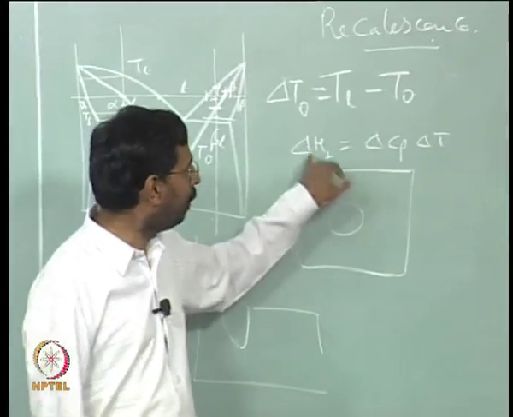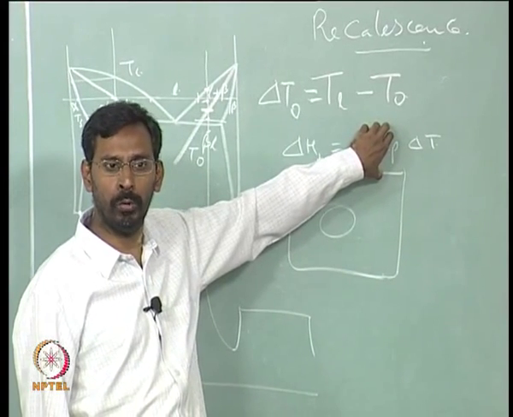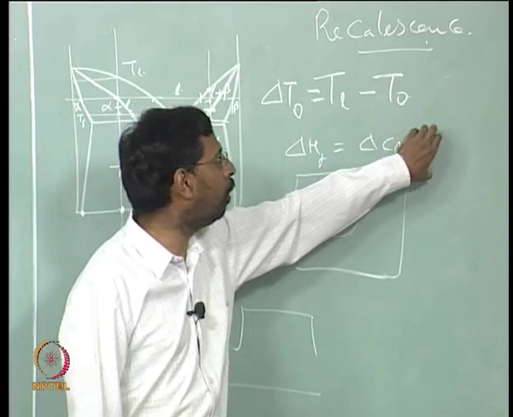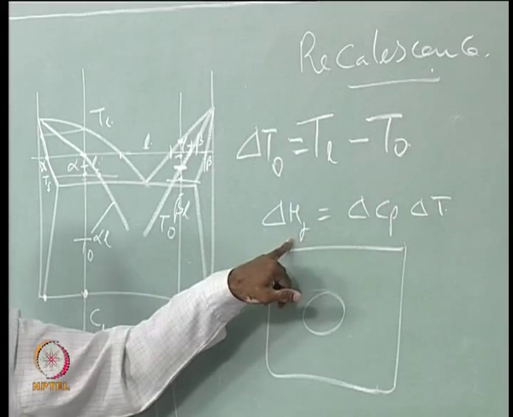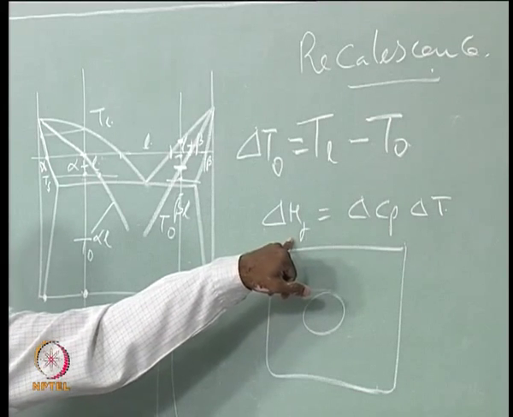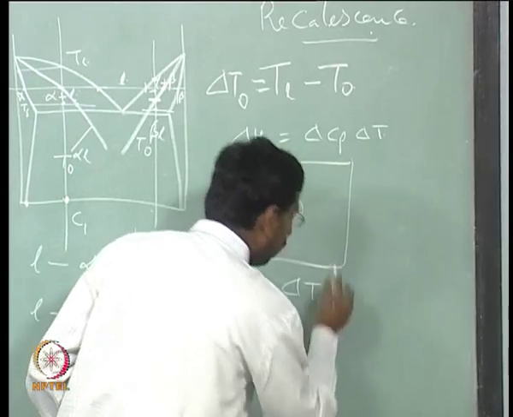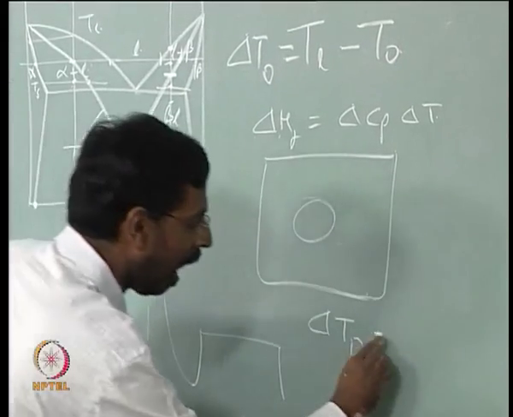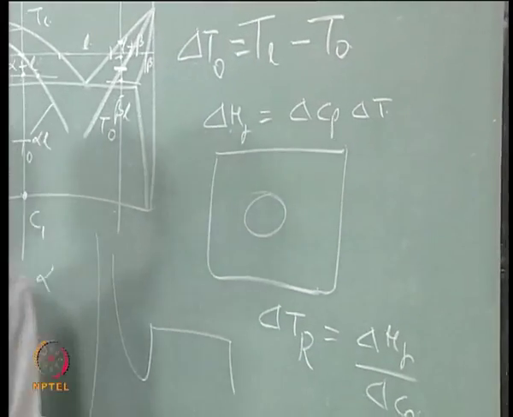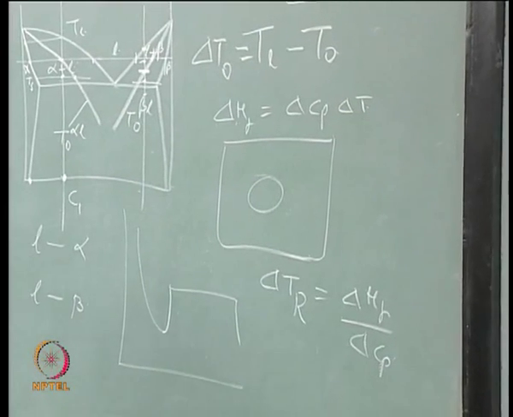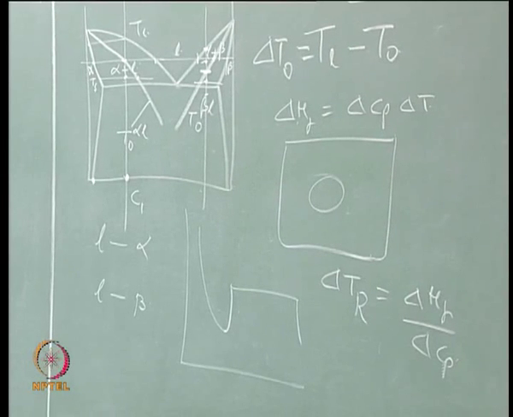So, if this much heat is released and if this is the delta Cp difference between the two, liquid and solid, this will be the temperature rise, not undercooling, temperature rise because of the heat of fusion. So, if I know this value, I can calculate delta T recalescence, I call it delta T recalescence, as nothing but delta Hf divided by delta Cp. So, if I know the delta Cp, that is where the whole problem comes.